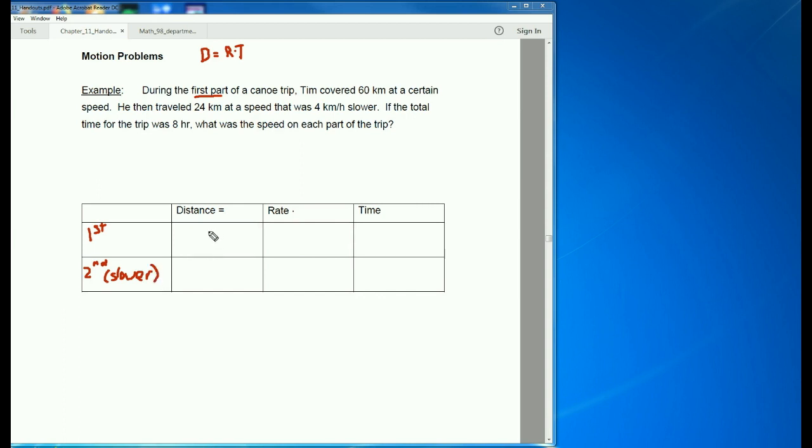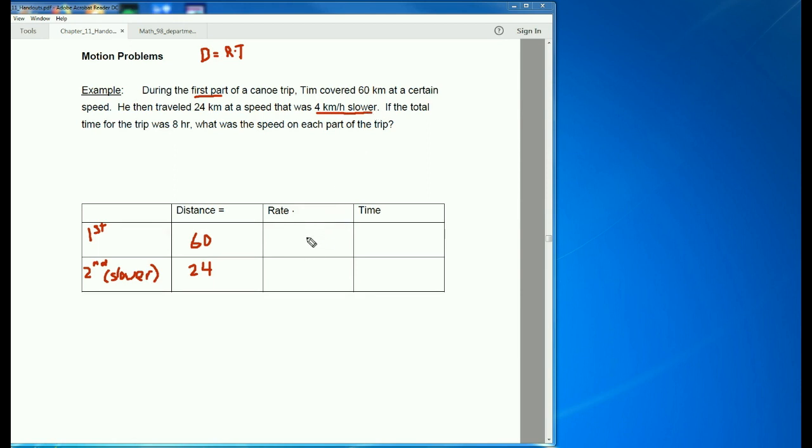Okay, so what can we fill in? So we've got distance equals rate times time. The first part, he went 60 kilometers at a certain speed. Okay, we don't know what that speed was. He then traveled, so now we're in the second part, 24 kilometers, at a speed that was 4 kilometers slower.